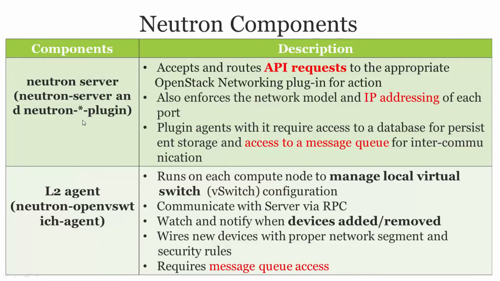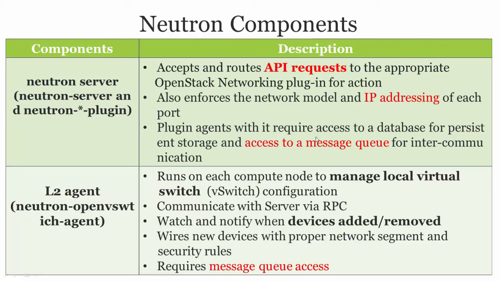So I already told you the Neutron server accepts and routes API requests from the client or users, and transfers them to the appropriate OpenStack networking plugins. Also, the Neutron server enforces the network model and especially the IP addressing of each port. For this purpose, all the virtual machines need to use virtual interfaces, and these virtual interfaces for IP addressing need to be connected to a port in the layer 2 agent.